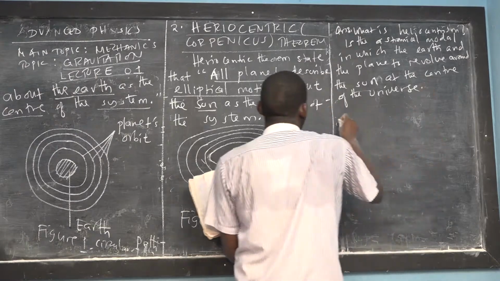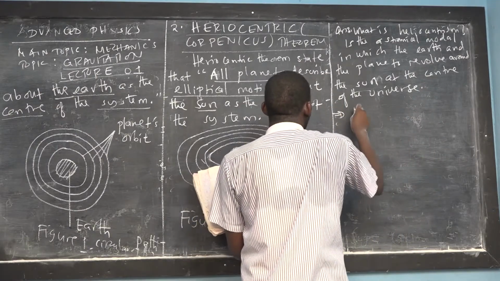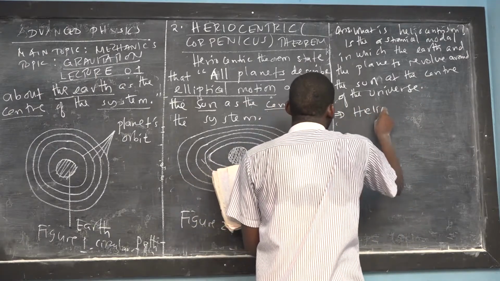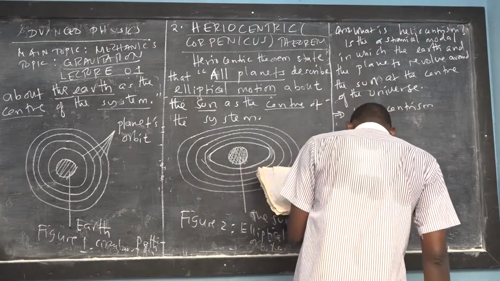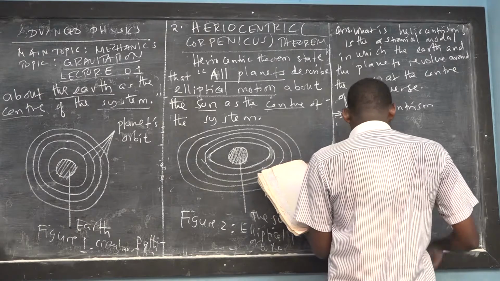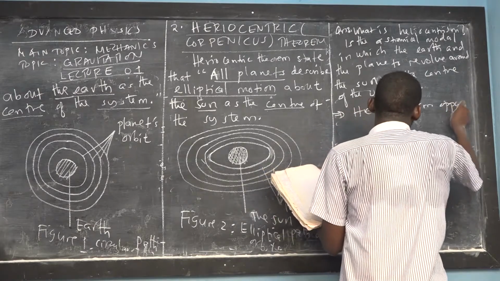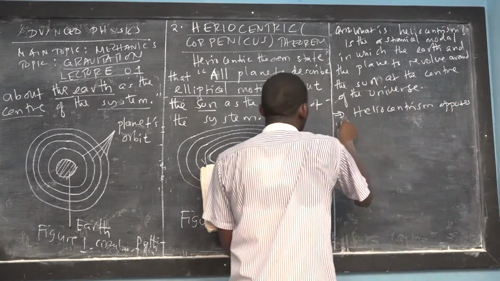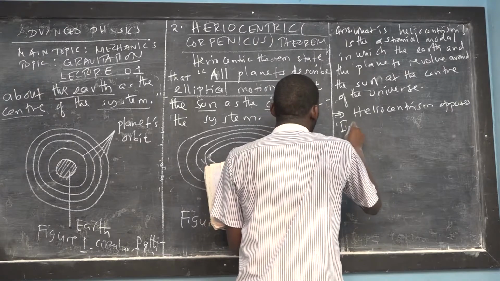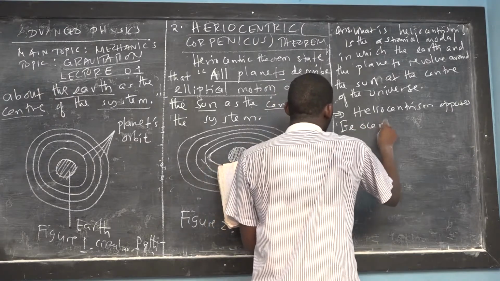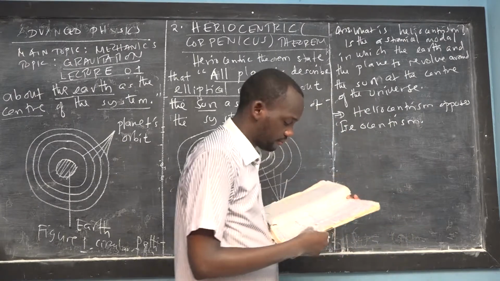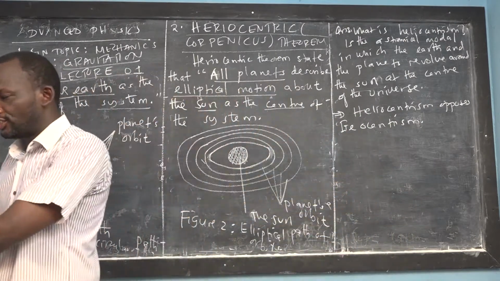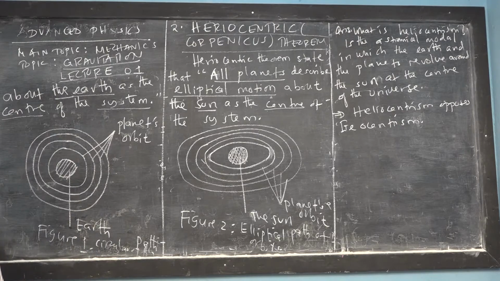And then another keyword to remember: heliocentrism opposes geocentrism. It's another keyword. And we have explained a little bit about heliocentrism.